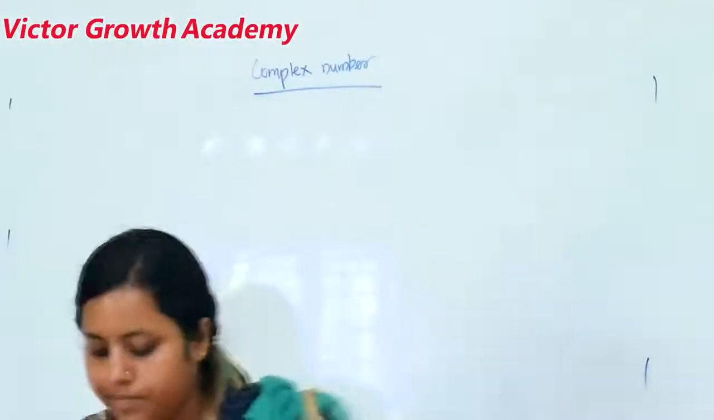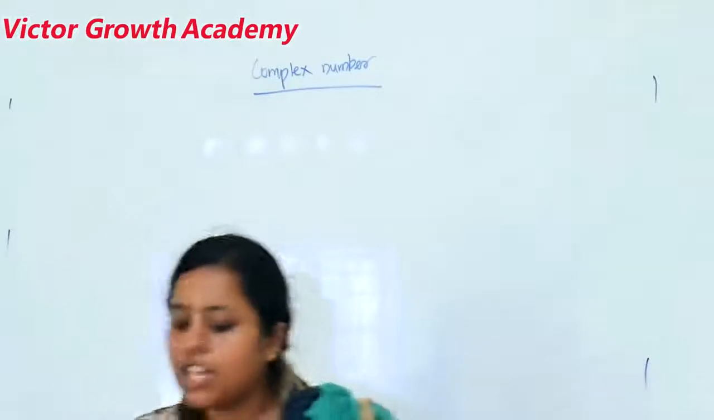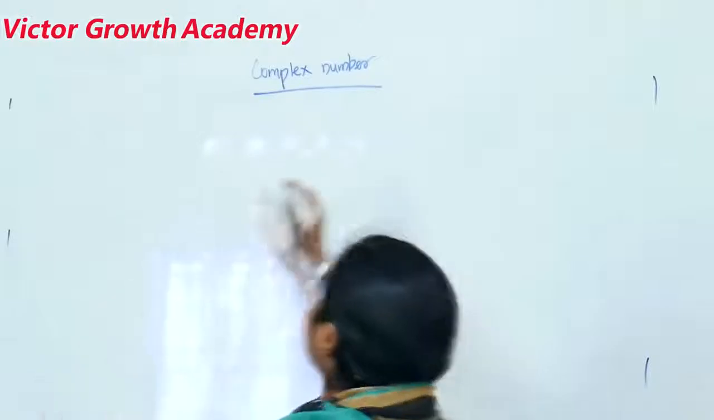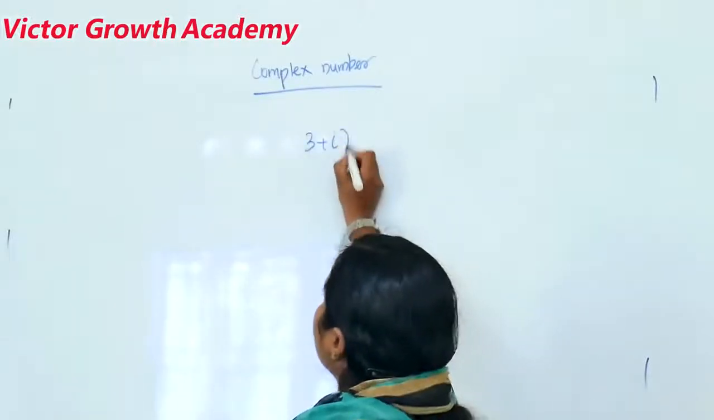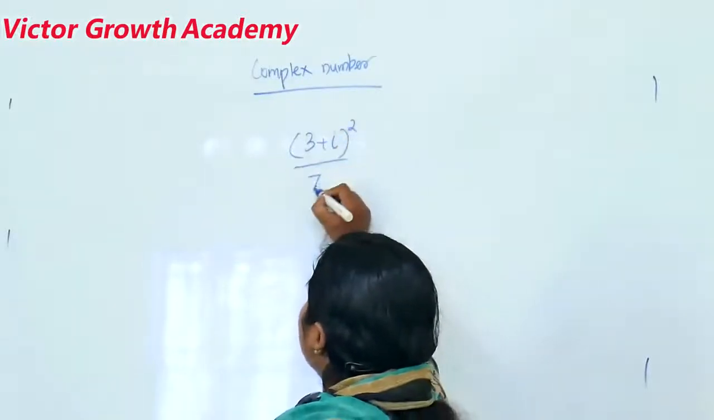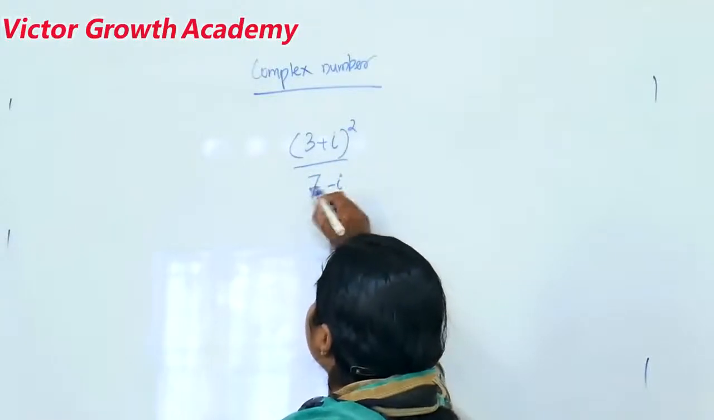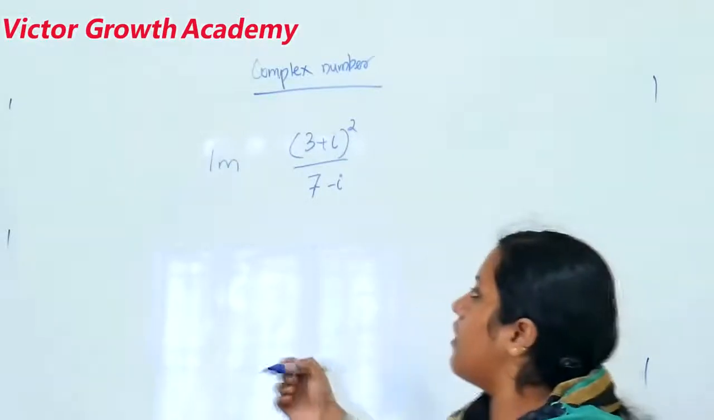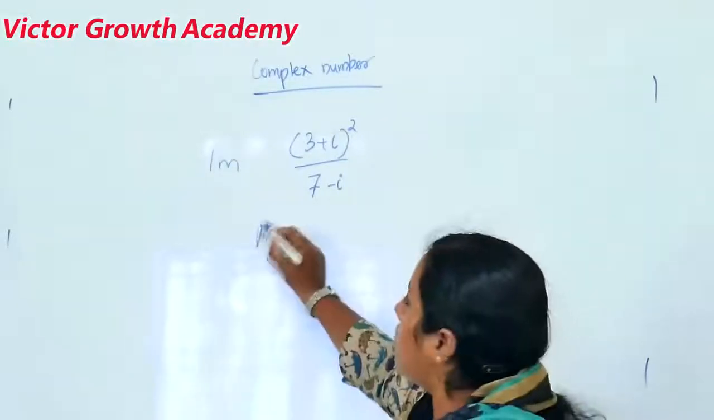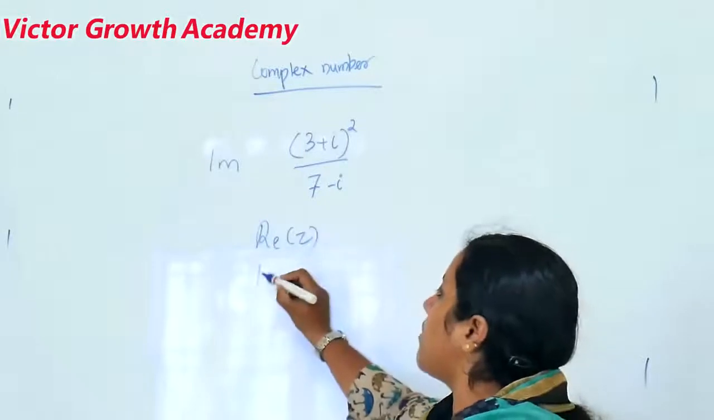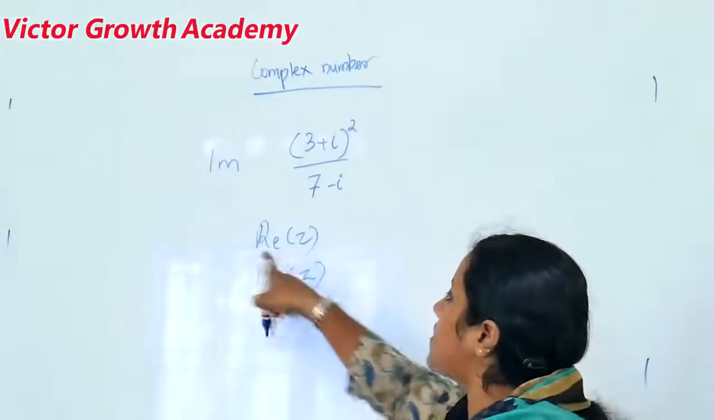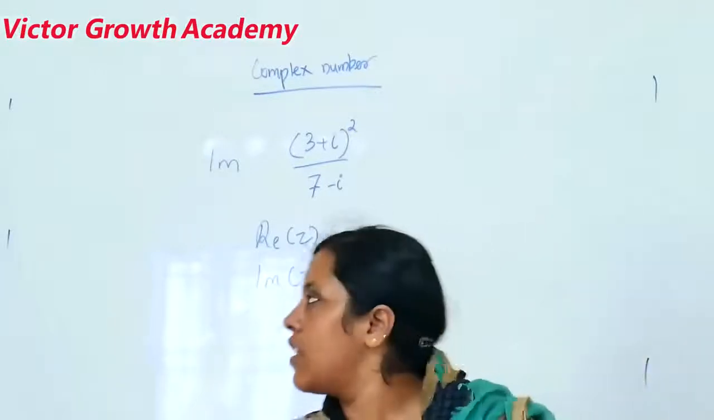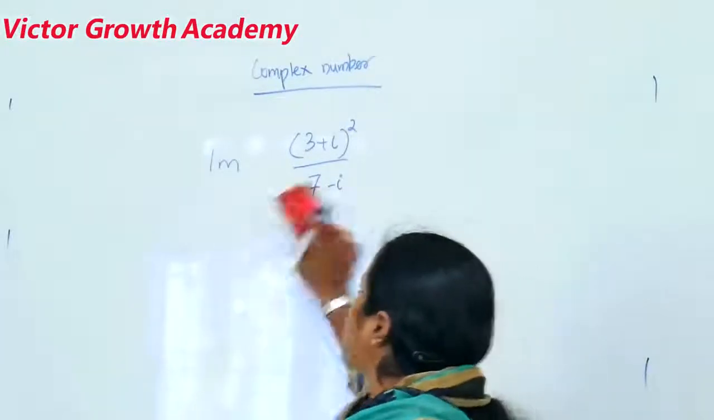So first question, find the imaginary part of 3 plus i the whole square by 7 minus i. Find the imaginary part. So generally for a complex number, they will just write real part as real of z or imaginary part as imaginary of z. This means that we need to find the real part of z and imaginary part of z. Okay.